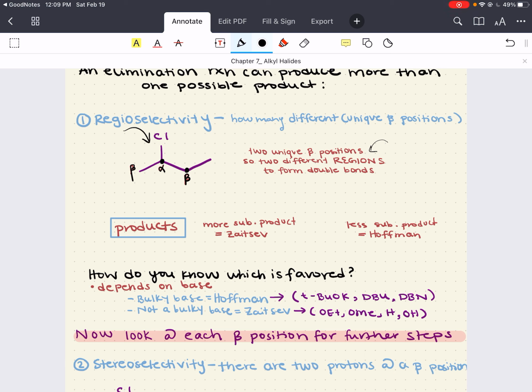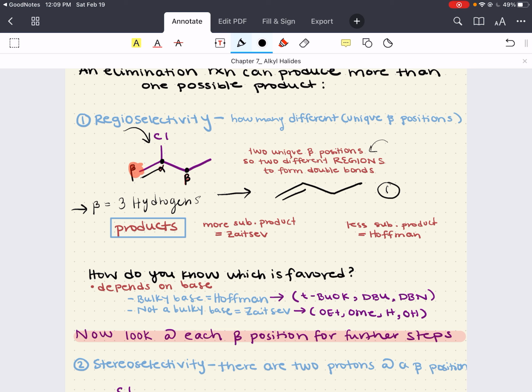Now, in this regioselective step, if you have a beta position with three hydrogens, like this beta position right here, you're just going to go ahead, not worry about anything, and just draw the product for that. So that means there's going to be a double bond right here, and the halogen leaves. So that's your first product.